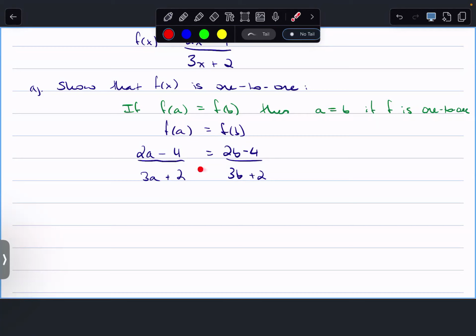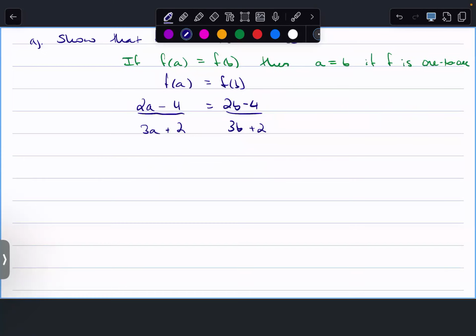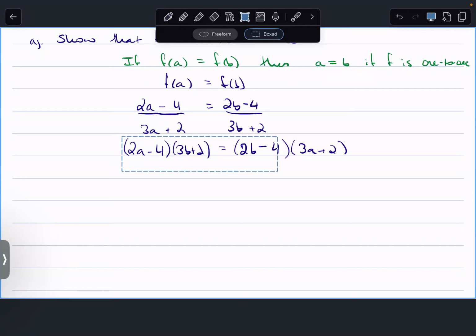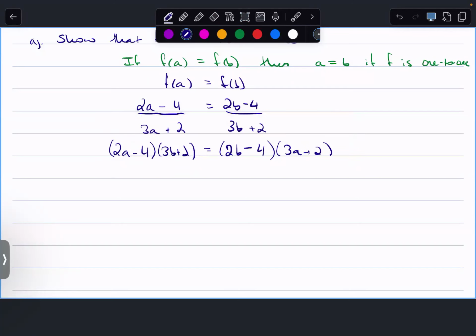I would probably cross multiply these, kind of eliminate the fractions. I'm really, really hoping I picked a decent function. Here we go. 2a minus 4 times 3b plus 2 is 2b minus 4 times 3a plus 2. We can expand both of these sides. I'm going to do them simultaneously because otherwise it's going to take up way too much room.